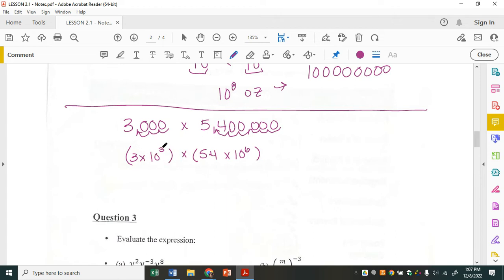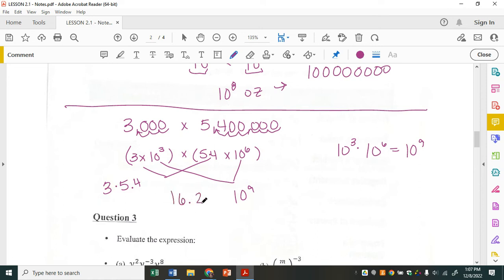Okay? I'm going to do what I did above. I'm going to multiply the tens, right? I can multiply 10 to the third times 10 to the sixth, and according to our property, we add the exponents to get 10 to the ninth. I can also multiply 3 times 5.4, and when I multiply those, I get 16.2 times 10 to the ninth. So I get 16.2 times 10 to the ninth.